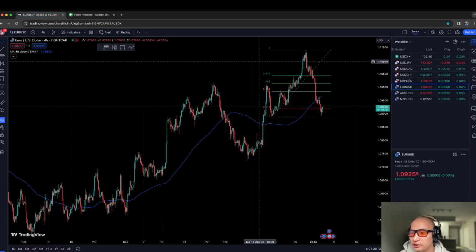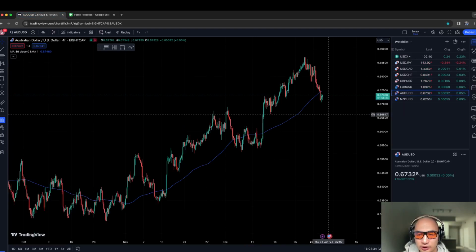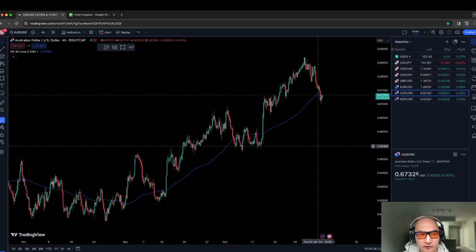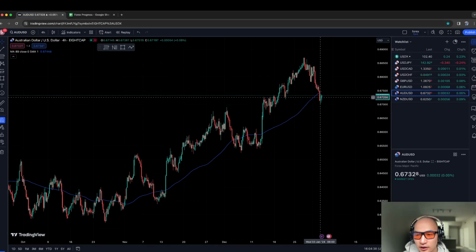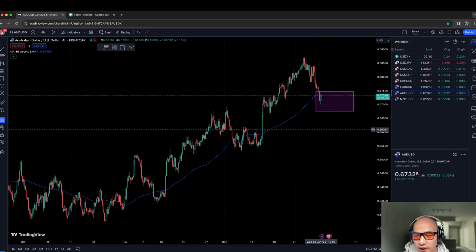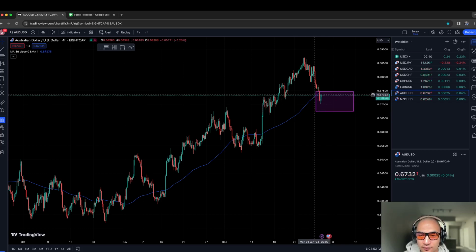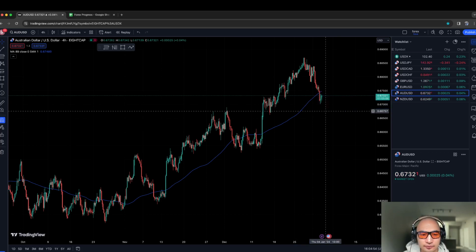Now let's analyze the Australian dollar USD. Again, the market is faking out here. It is still not 10 candles. 1, 2, 3, 4 candles are closed below the moving average. It is still not sufficient for the trend reversal, so it is just faking out here. So I assume.